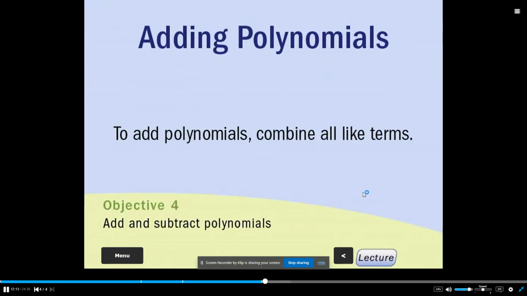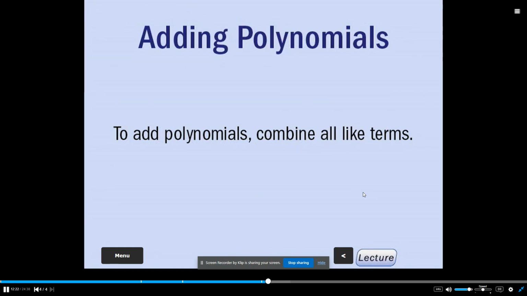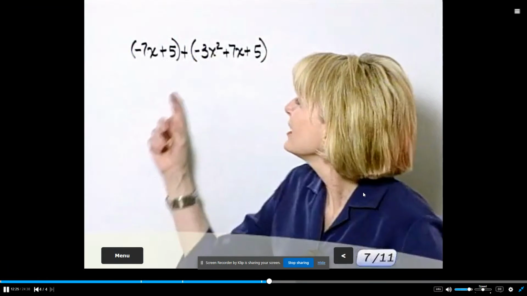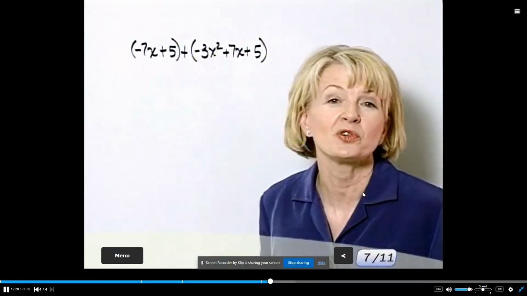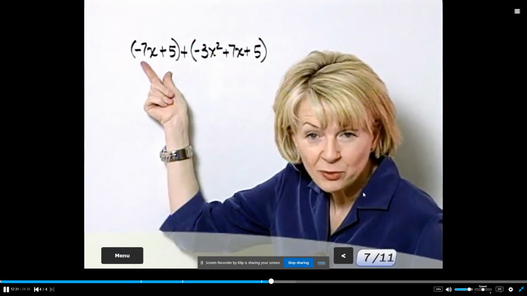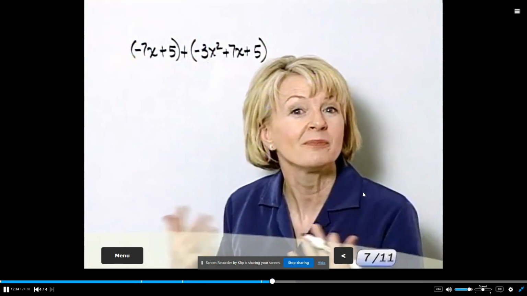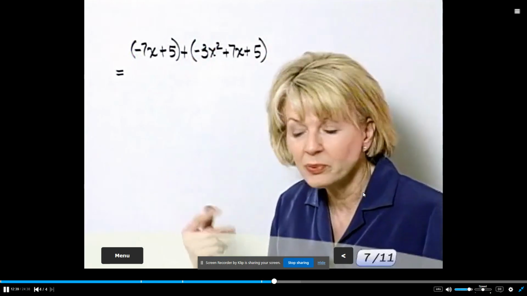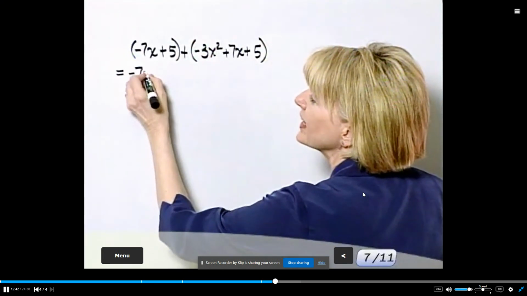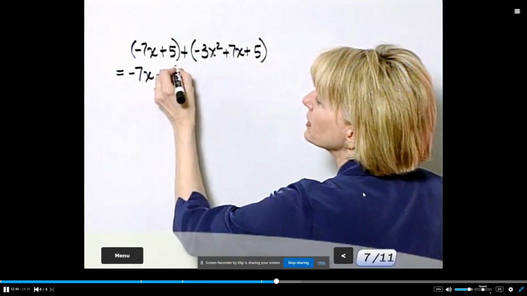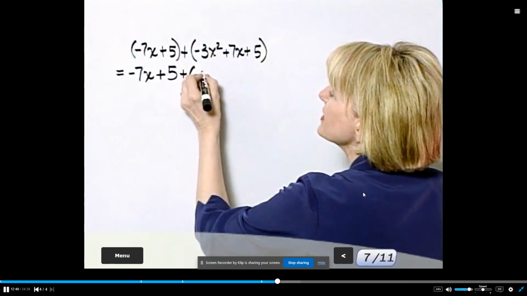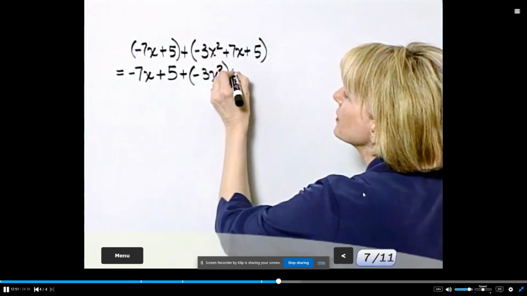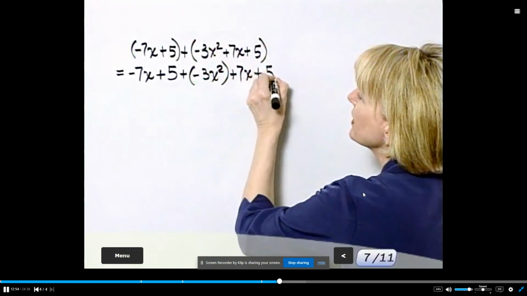Let's now talk about adding and subtracting polynomials. Let's begin with adding polynomials. To add polynomials, we simply combine all like terms. Let's practice then by adding these two polynomials. By the way, this is a binomial and this is a trinomial, but let's add them. To add them, I'm simply going to rewrite, remove parentheses, and then look for any like terms. So I have negative 7x plus 5 plus, that's negative 3x squared plus 7x plus 5.